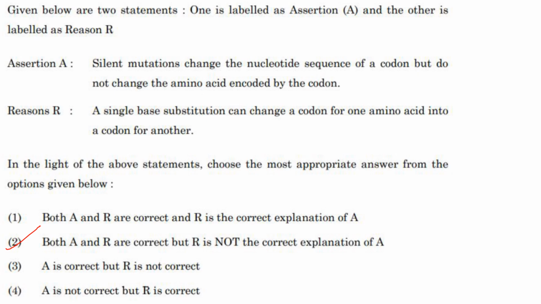So that's correct. A single base substitution can change a codon for one amino acid into codon for another. Yes, that is also correct, but it doesn't explain silent mutation. So both A and R are correct, but R is not the correct explanation of A. Answer is option 2.